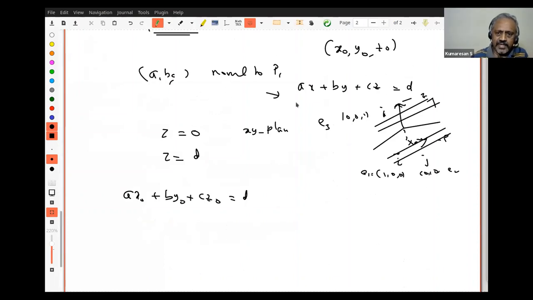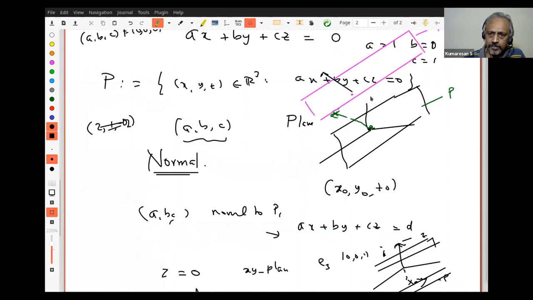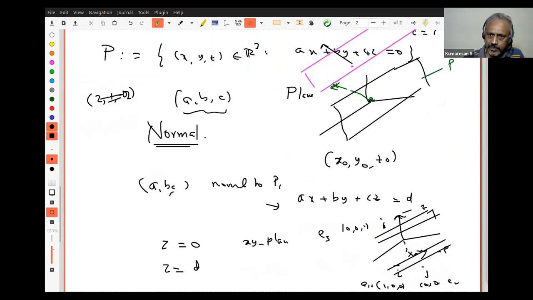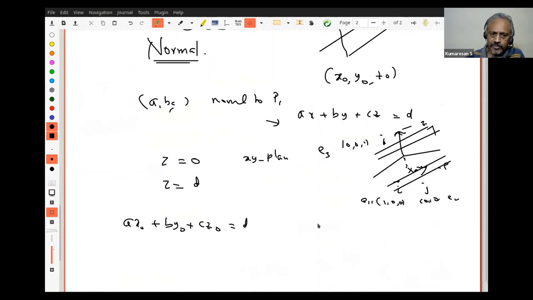Now notice that I already know the plane ax plus by plus cz equal to 0. That is the plane passing through the origin. I wanted a plane at x naught, y naught, z naught, which passes through this point and is parallel to this plane. I know the equation is given by ax plus by plus cz equal to d. What is unknown to me is d, because you already told me the plane ax plus by plus cz equal to 0. To decide this plane, all I have to find is the value of d. That I found out now.